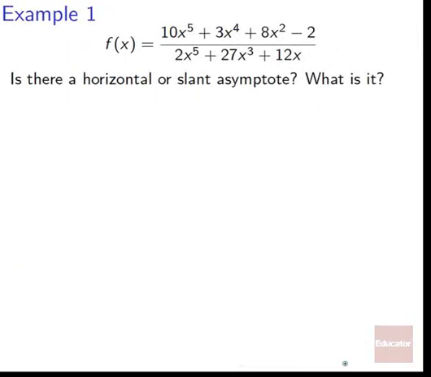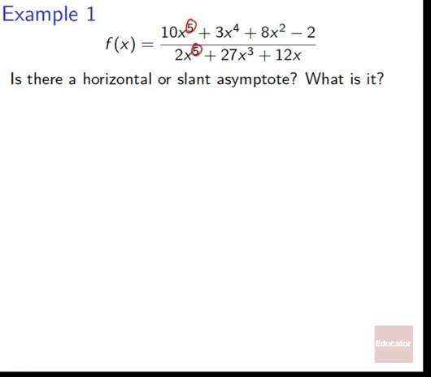All right, let's go over some examples. F of x equals 10x to the fifth plus 3x to the fourth plus 8x squared minus 2 over 2x to the fifth plus 27x cubed plus 12x. Is there a horizontal or a slant asymptote? So what we do is we compare the degree on the top to the degree on the bottom.